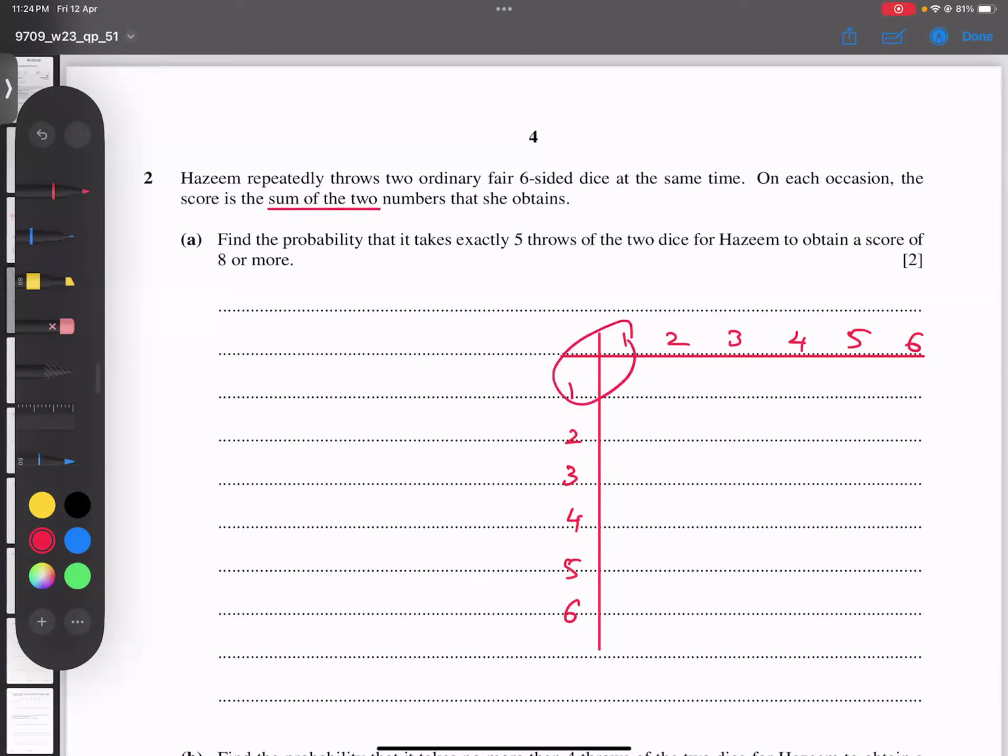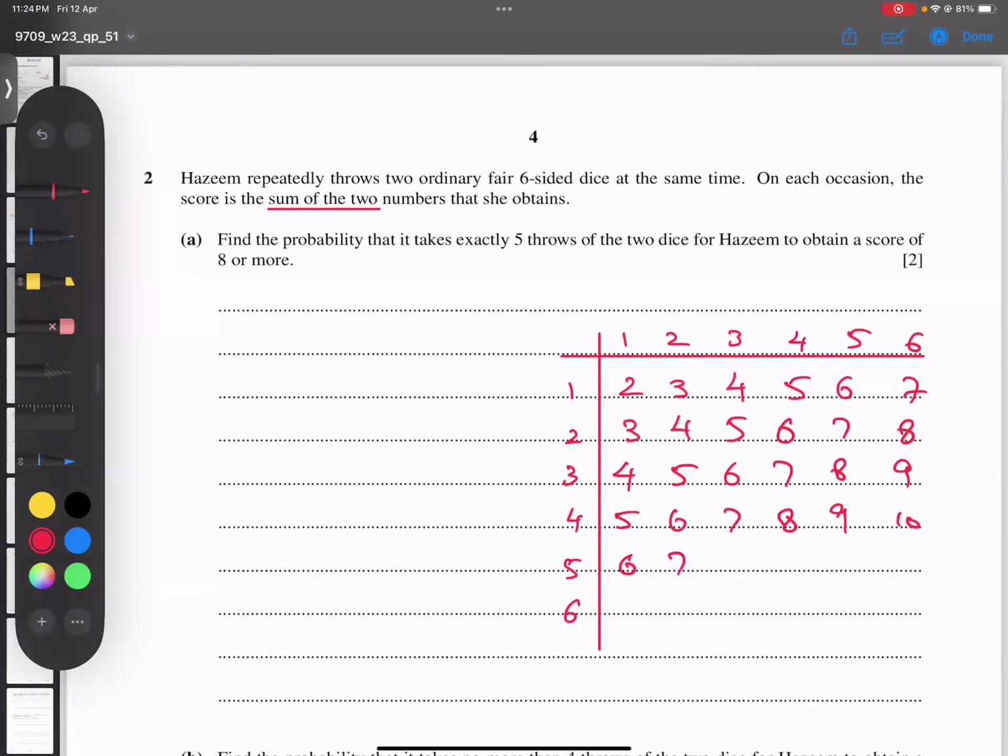So 1 plus 1, if I check it, I get a 2. So 1 plus 2, I get a 3. I think you are understanding. And then 4, then 5, 6, 7. 2 plus 1 gives us 3. 2 plus 2 gives us 4, and then 5, 6, 7, 8. I think you understood what is going on. So 5, 6, 7, 8, 9, 10. And 6, 7, 8, 9, 10, 11. 7, 8, 9, 10, 11, and 12. So these are the sums.